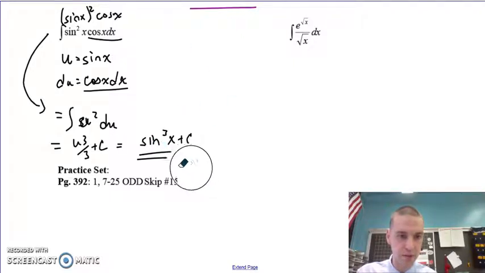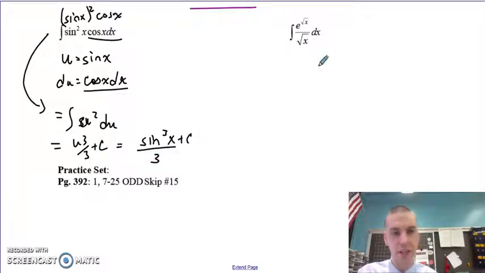Except for the fact it would have been nice. I need to make sure that this is being divided by 3. It's the 1/3. Forgot that. Easy thing to forget, so don't.